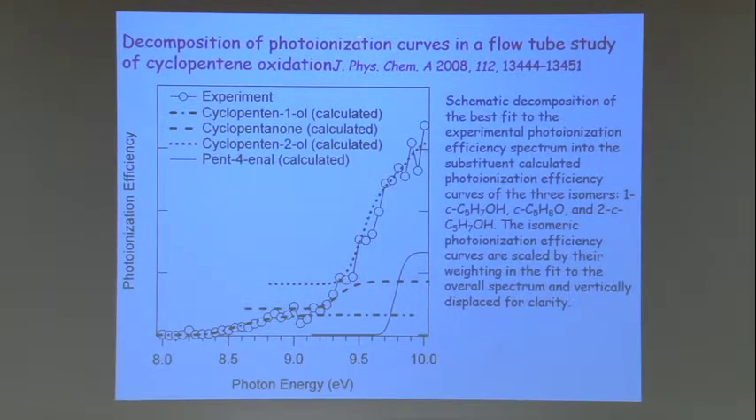And so this is an experiment looking at the oxidation of cyclopentene in a flow tube again, as we had previously, and looking at different products: cyclopentene 1-ol, cyclopentanone, cyclopentene 2-ol, pentene 4, pent-4-enal. And so these are 3 different products here, these 3 here, and they didn't detect this pent-4-enal there. So again, a lot of information coming from the use of synchrotron radiation, this time in conjunction with this flow tube.